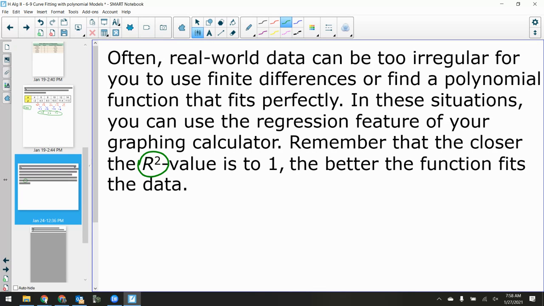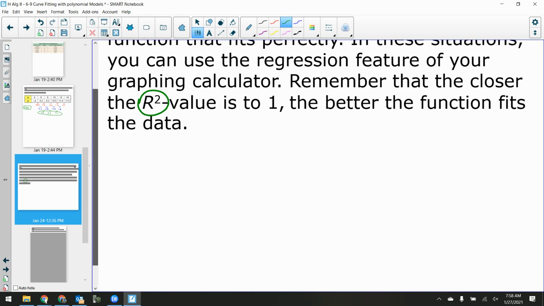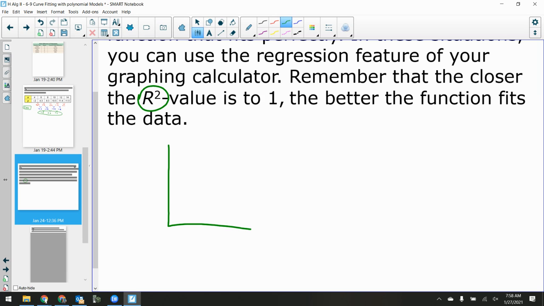The closer the r squared value is to 1, the better the fit. Back in our linear chapter, we said, okay, let's find the equation of the line of best fit. So we plotted our points and did our line.